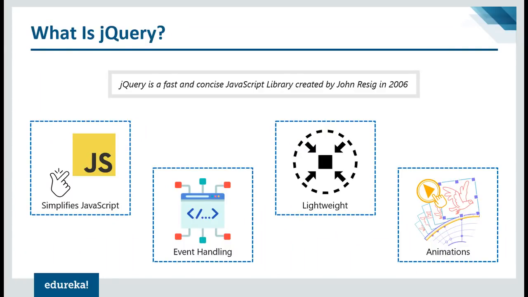So what exactly is jQuery? Well, jQuery is a fast, small, and feature-rich JavaScript library. It makes things like HTML document traversal and manipulation, event handling, animation, and Ajax much simpler with an easy-to-use API that works across a multitude of browsers. With a combination of versatility and extensibility, jQuery has changed the way that millions of people write JavaScript.